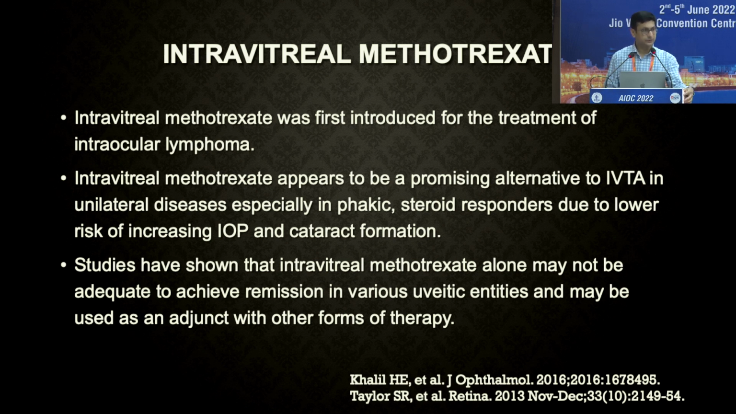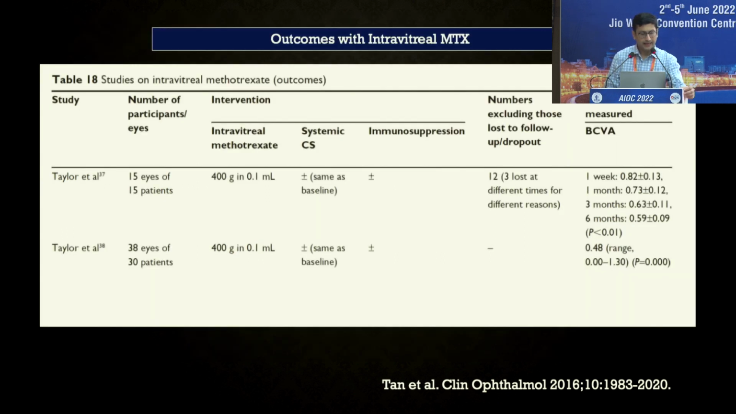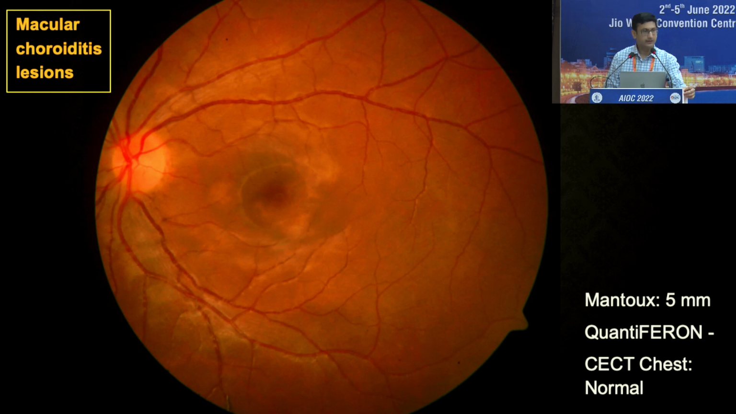It's a very useful adjunct, has no side effects such as rise in IOP or cataract. Of course, it can cause corneal epitheliopathy, but usually there is no retinal or choroidal toxicity. So there are a number of studies which have used methotrexate intravitreally as an adjunct. And looking at this patient here, now this is a child who came with macular choroiditis lesions.